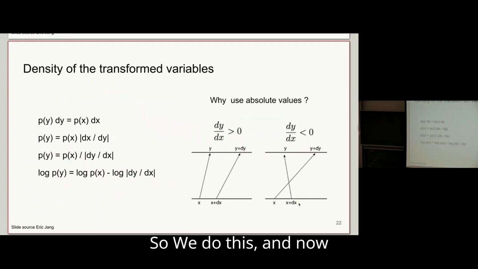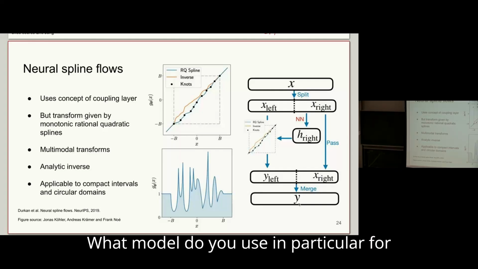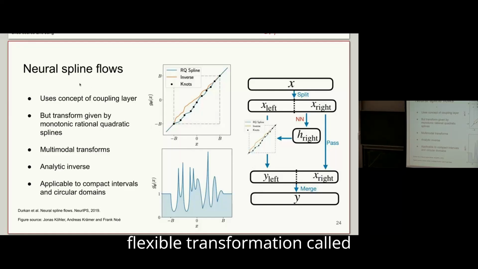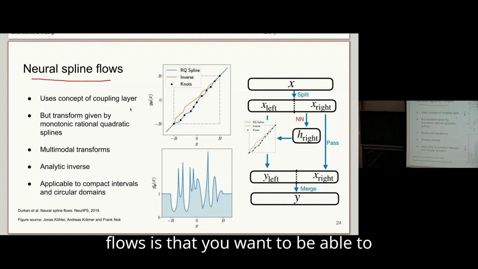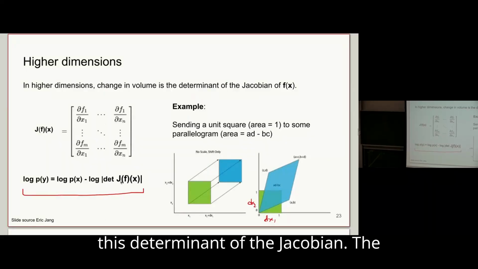Good. So we do this, and now the question is, how do we get these transformations? What model do you use in particular for the invertible transformations? What we're going to choose here is a very flexible transformation called neural spline flows, and it's based on the concept of a coupling layer. One of the important things in these normalizing flows is that you want to be able to calculate the change in density fast. And the change in density requires this determinant of the Jacobian.